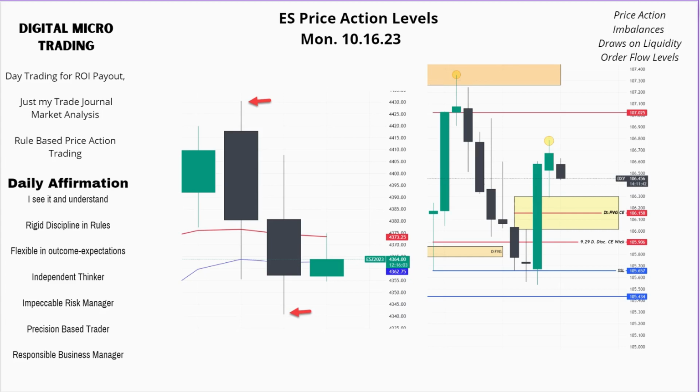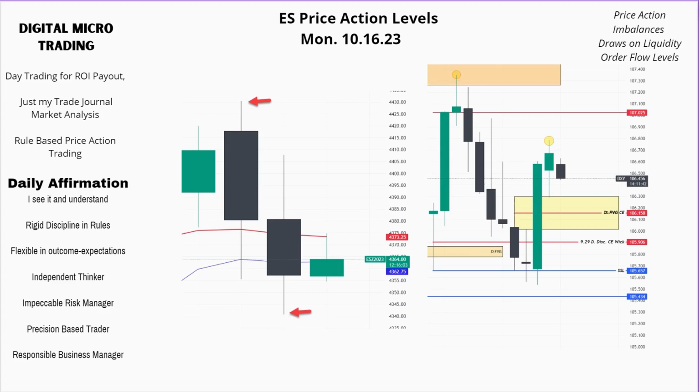Just my trade journal, market analysis, rule-based price action trading. My daily affirmation: I see it and understand. Rigid discipline and rules, flexible in outcome expectation, independent thinker, impeccable risk manager, precision-based trader, responsible business manager.